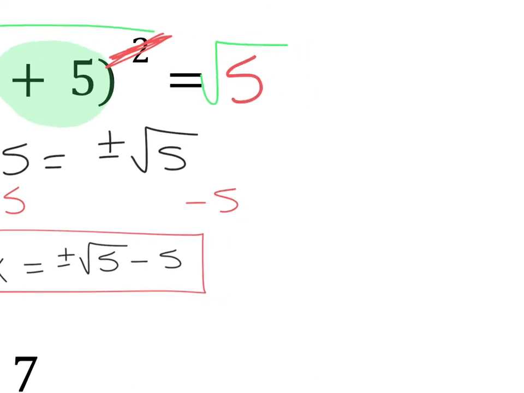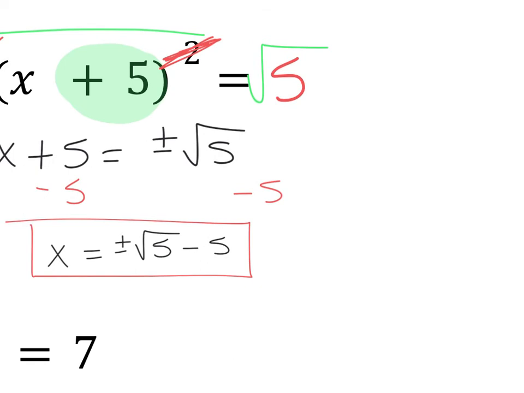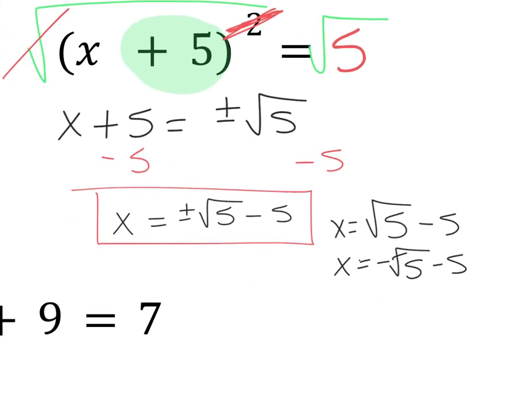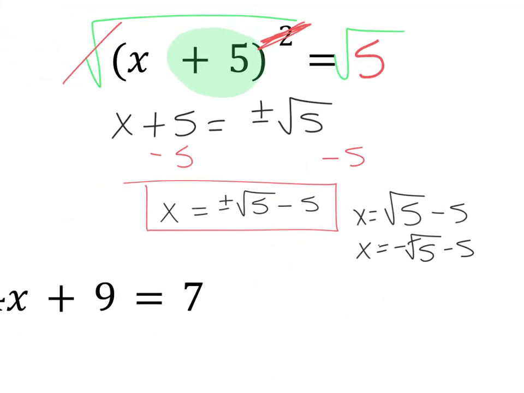Another way you could write it, I mean it's kind of the long way, but you could do it, would be x equals the square root of 5 minus 5, and x equals the negative square root of 5 minus 5, okay? If that makes you happy, do it, but I'm just gonna write it how I wrote it with the red box around it.